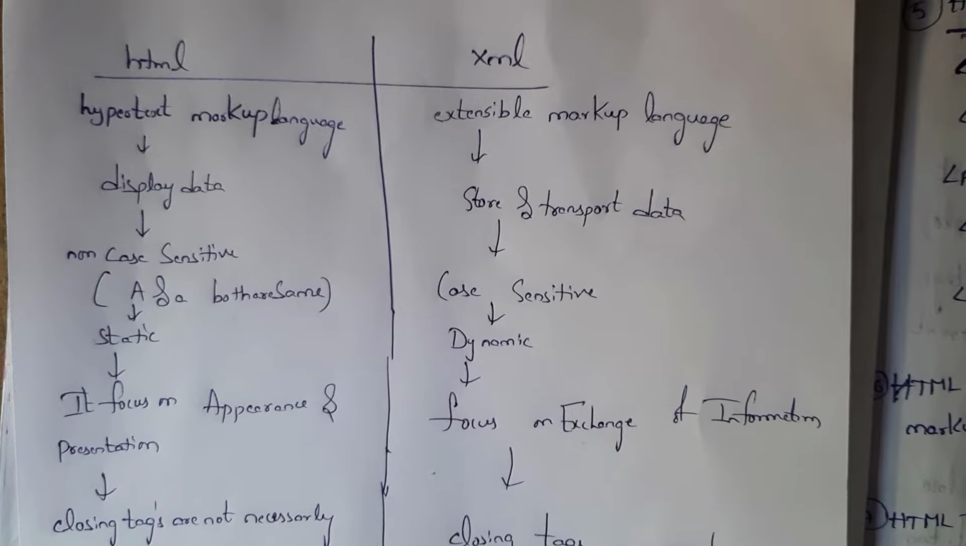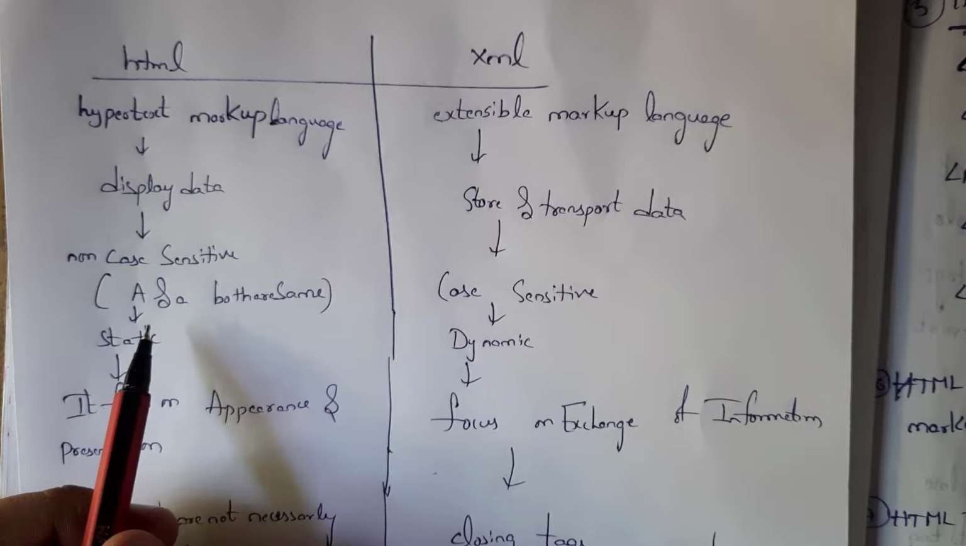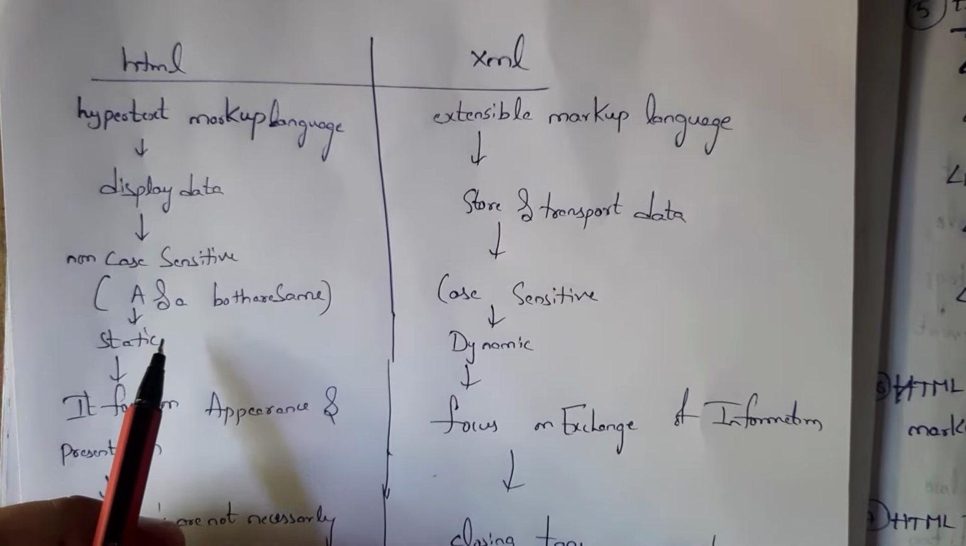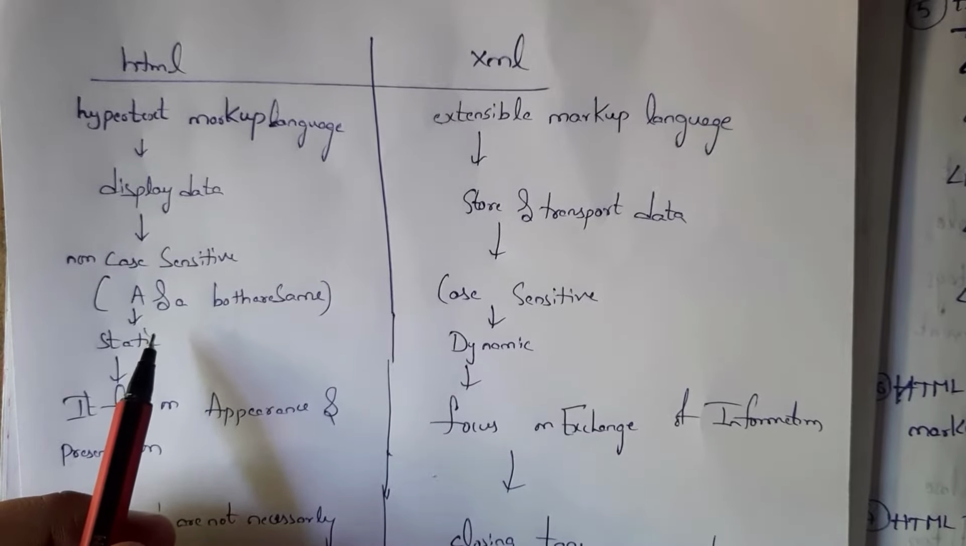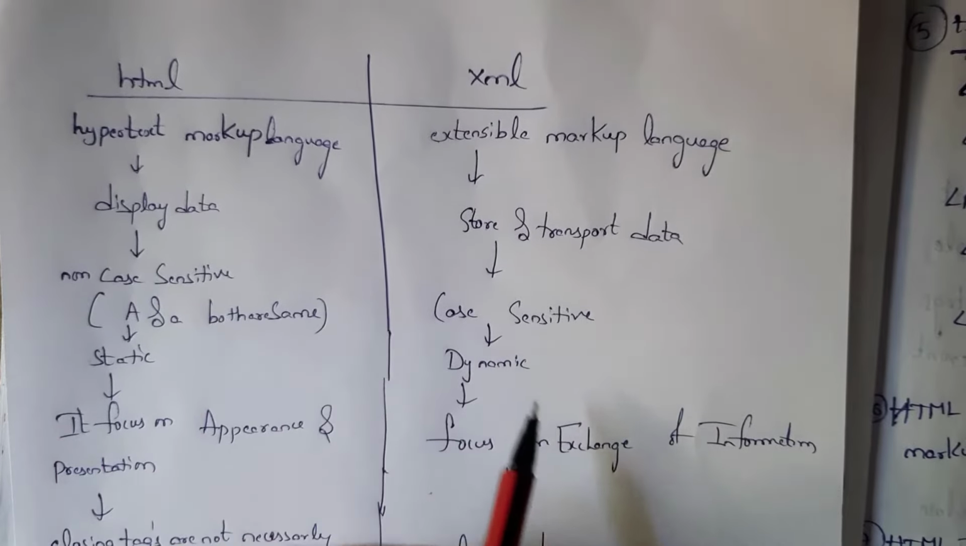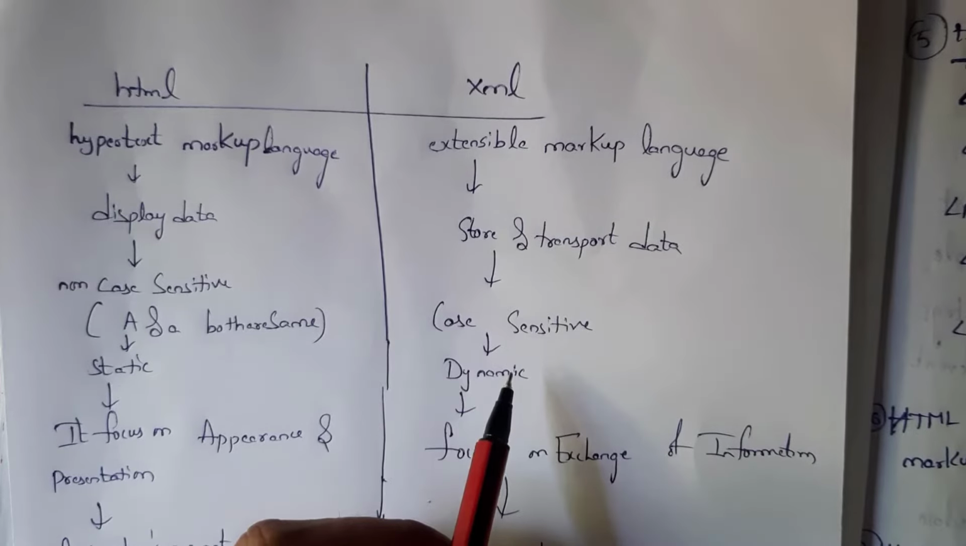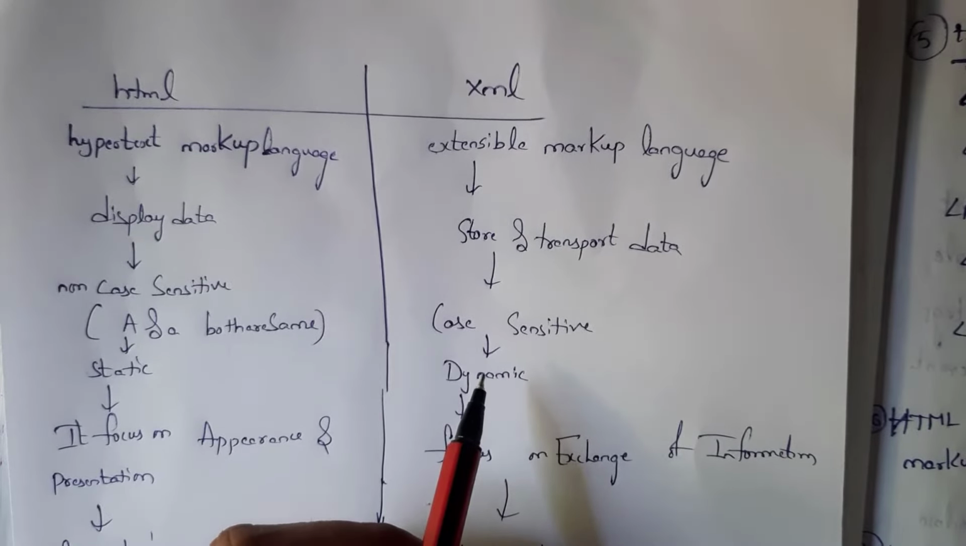HTML is non-case sensitive. Non-case sensitive means it treats capital A and small a equally. That means both capital A and small a are same in HTML. But XML is case sensitive. That means it treats capital A and small a differently. This is the meaning of case sensitive.